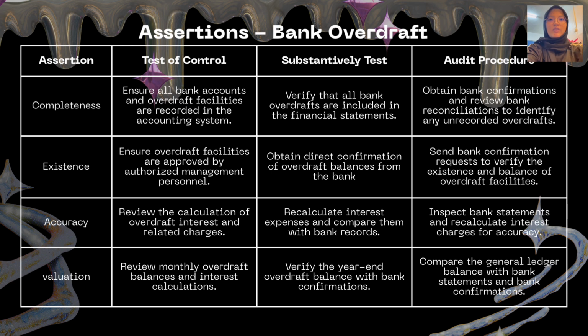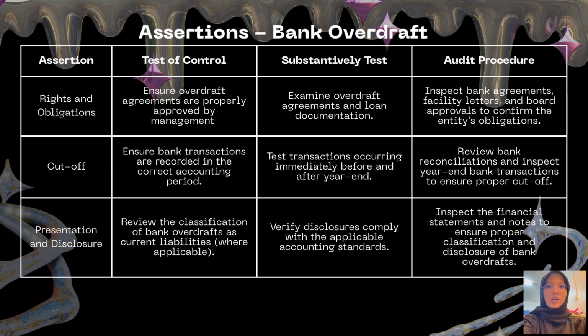For the substantive test, the auditor compared the year-end overdraft balance with the balance confirmed directly by the bank. The audit procedure is to compare the general ledger balance with both the bank statement and the bank confirmation. Alright, next is rights and obligations.